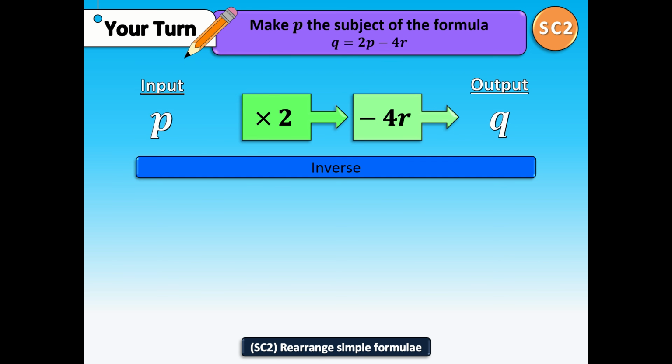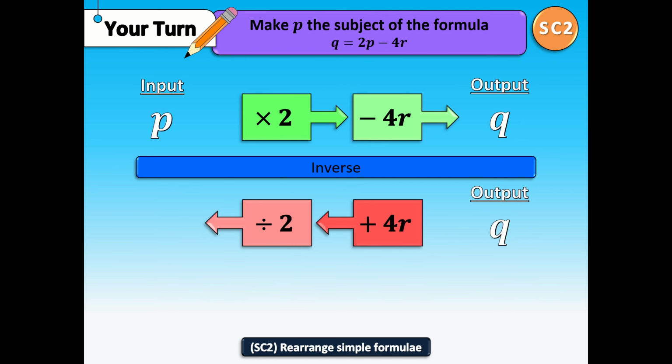So we need to work backwards doing the opposite. We start with q, we add 4r, then we divide by 2, and that will give us p. So p equals q plus 4r over 2.